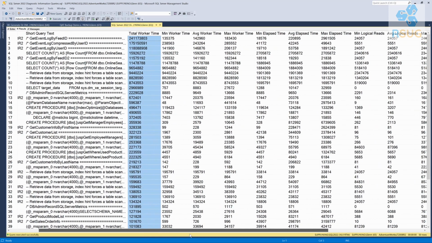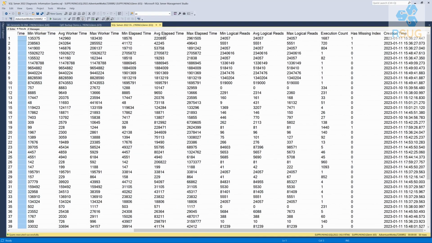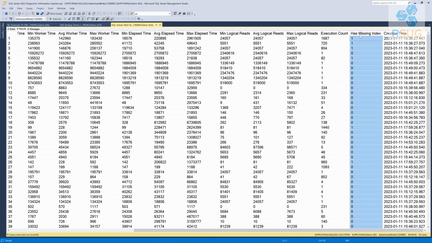And if you scroll over, you get a whole bunch of other metrics like elapsed time, and these are microseconds, not milliseconds. And then logical reads, how many times it's been executed. And then this column is gold right here. This tells me that this particular query that's triggering this has a missing index warning, and it's my top CPU consumer. And of course, it shows you over here the creation time.